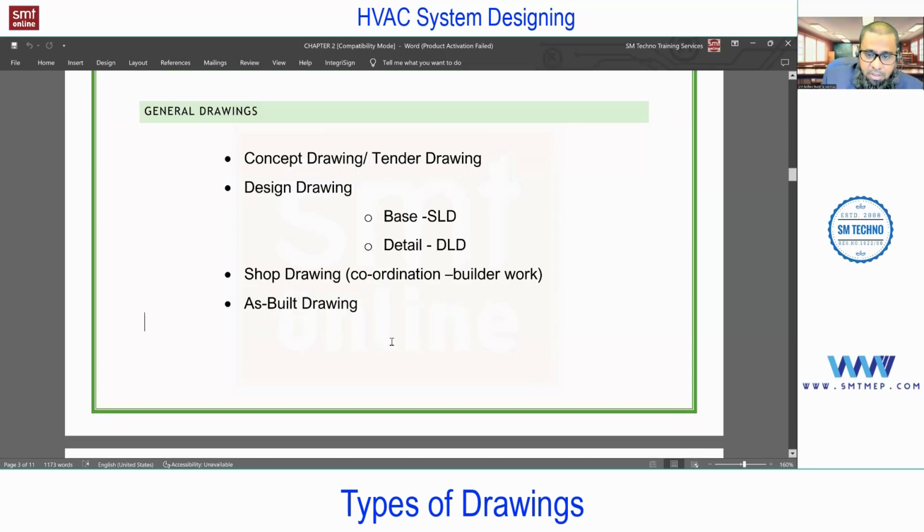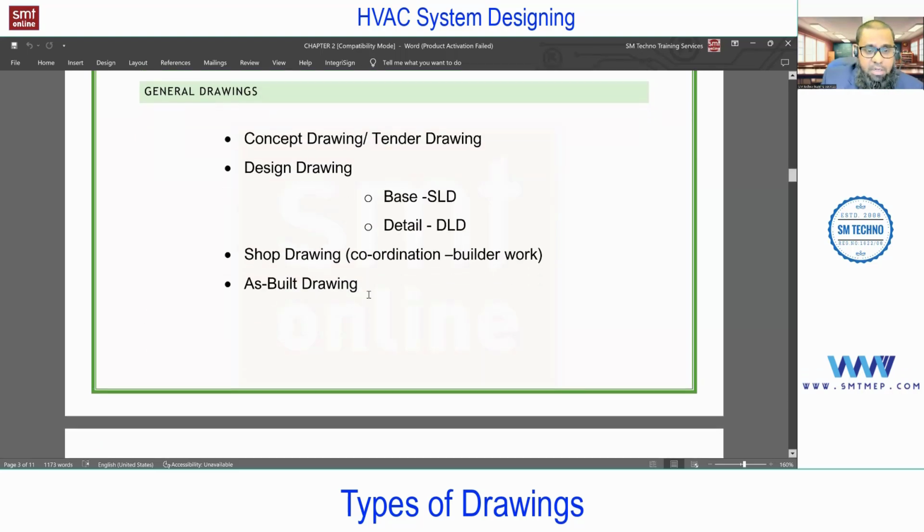Okay. Next, at the end, you'll find the as-built drawing. So what is an as-built drawing? In short, I can say the updated shop drawing is an as-built drawing, based on the actual work done, the actual installation or actual execution.